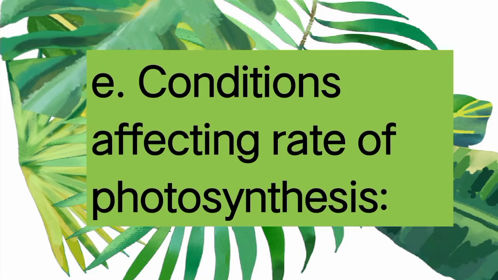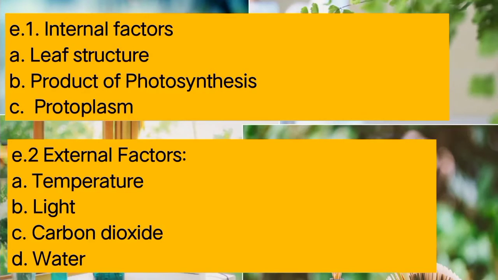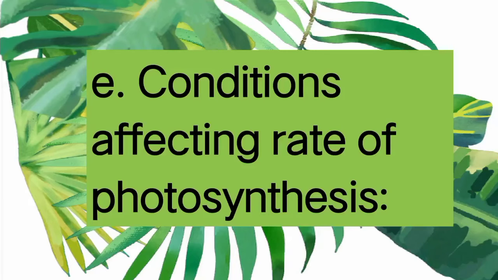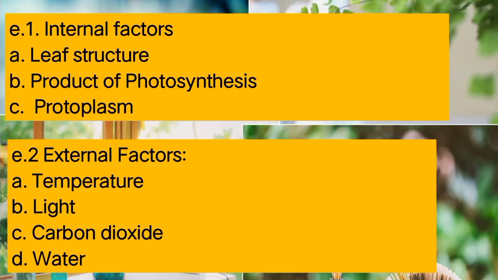Next are the conditions affecting the rate of photosynthesis. There are two conditions affecting the rate of photosynthesis. First is the internal factors, which are the leaf structure, the product of photosynthesis, and protoplasm. The external factors are the temperature, the light, carbon dioxide, and the water.